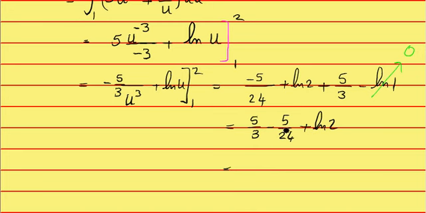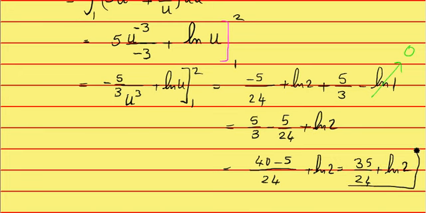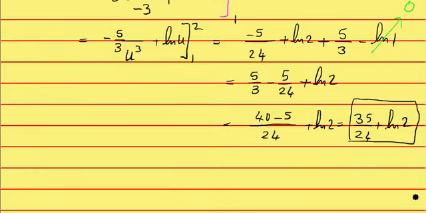We might clean up a little bit more here. I just take a common denominator, 24. I have to multiply this by 8, so it makes 40 minus 5, plus logarithm of 2. That makes 35 over 24 plus logarithm of 2. So we had to work a bit harder on this problem to get to the bottom of it.